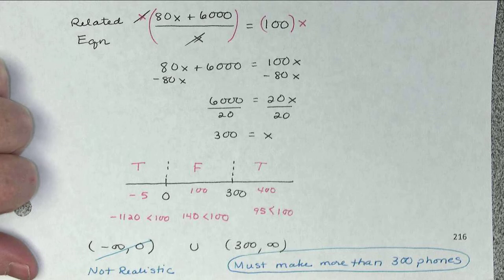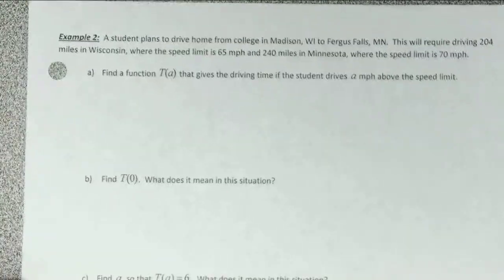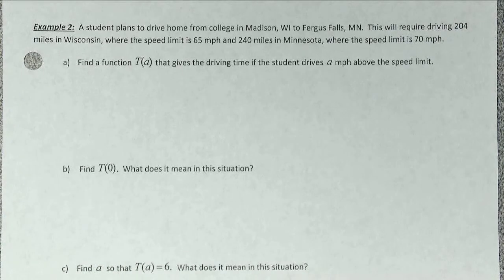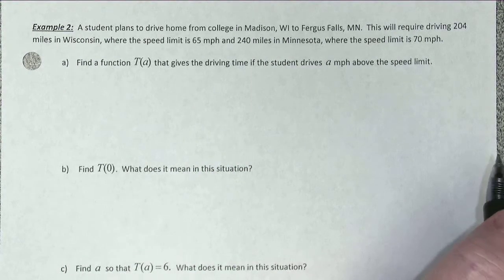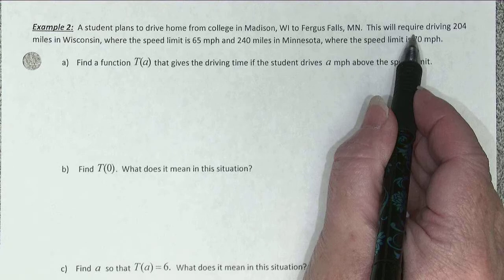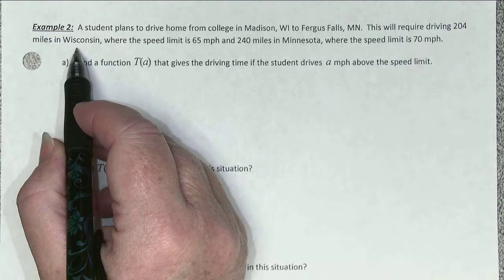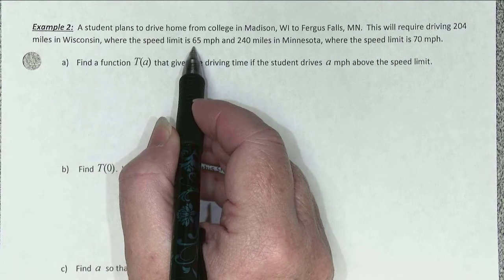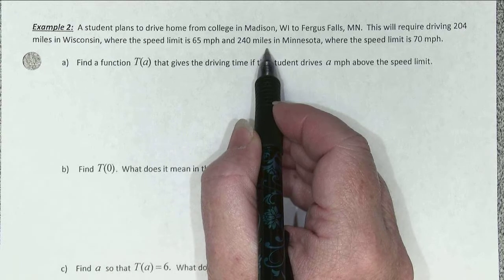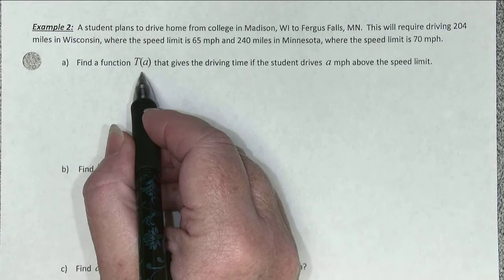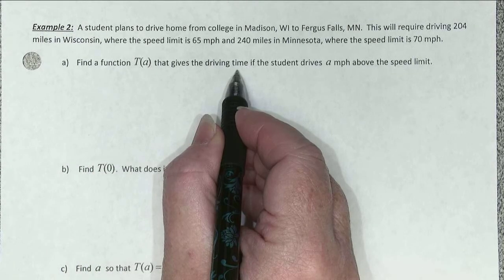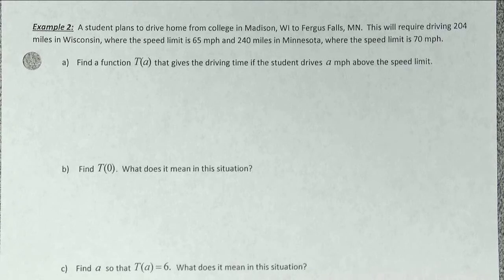All right, our second example of modeling with word problems here is an example of a travel problem. A student plans to drive home from college in Madison, Wisconsin, to Fergus Falls, Minnesota. This will require driving 204 miles in Wisconsin, speed limit 65, and 240 miles in Minnesota, where the speed limit is 70. Find a function t of a that gives the driving time if the student drives a miles per hour above the speed limit.